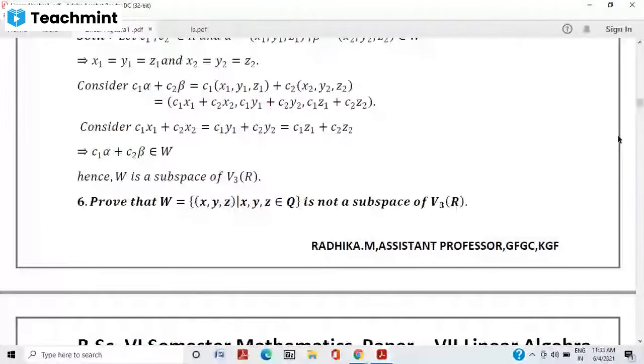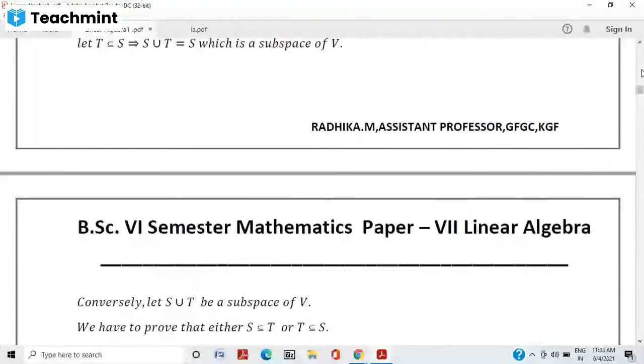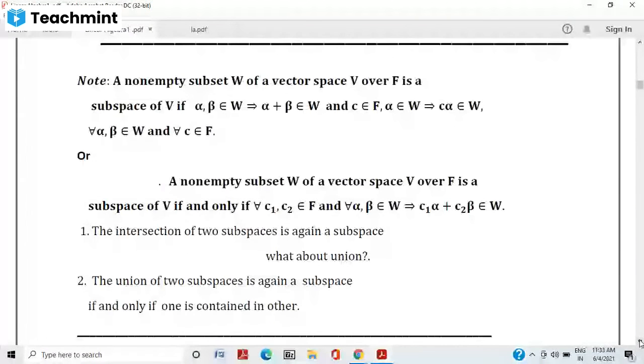Yesterday we discussed some problems on how to show that a given set is a subspace. Two more problems remain. First, you should remember what is meant by a subspace. Let W be a non-empty subset of a vector space. If W also satisfies all the conditions of a vector space under the same vector addition and scalar multiplication, then it is said to be a subspace.